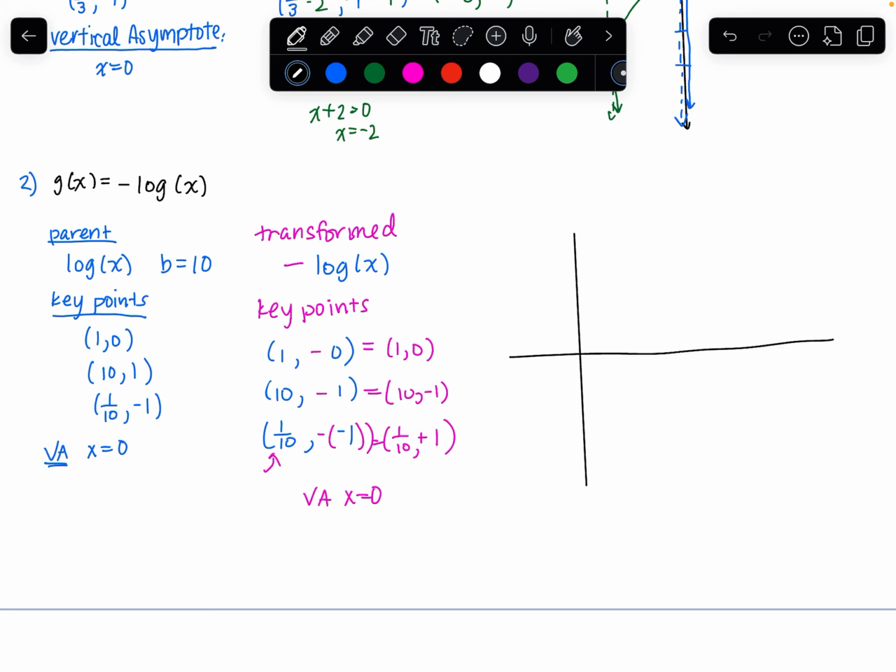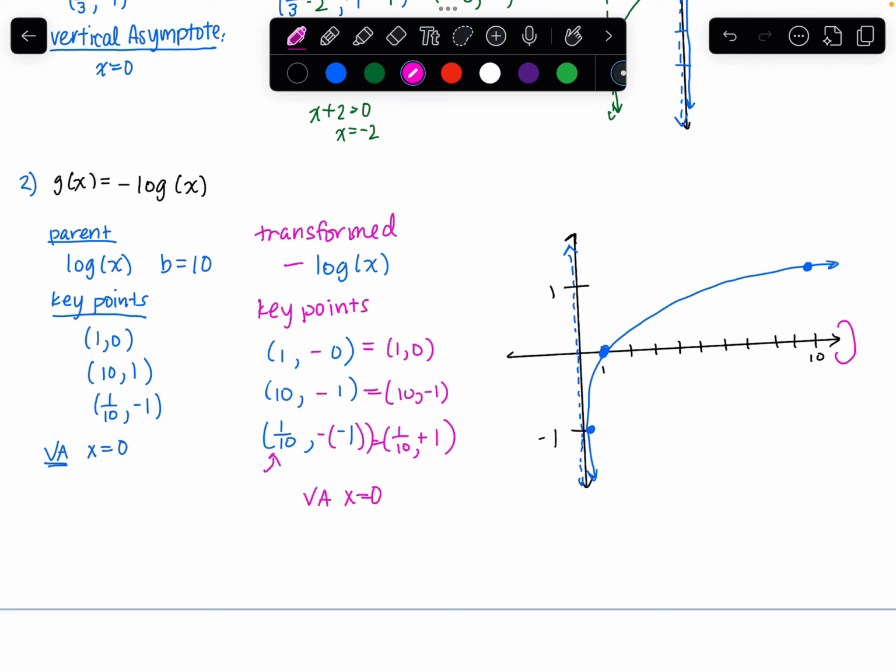So here is the graph of our parent function, right? I always start that vertical asymptote. Let's get some points labeled in there. 1, 2, 3, 4, 5, 6, 7, 8, 9, 10. Positive 1, negative 1. Parent graph 1, 0, 10, 1, 1/10, negative 1, right up here. Connect the dots with a smooth curve.